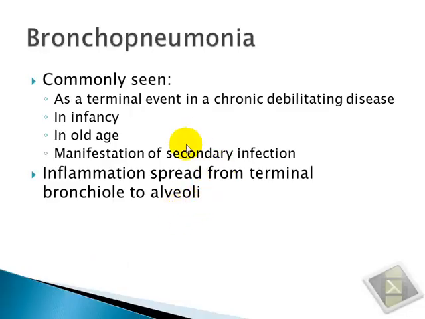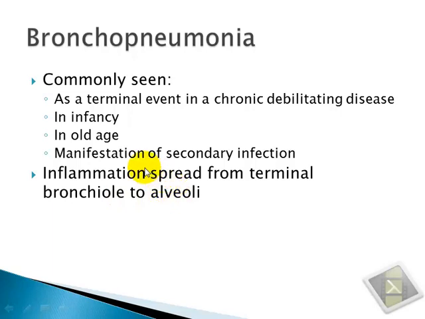Now the next anatomic classification of pneumonia is called bronchopneumonia, commonly seen as a terminal event in a chronic disease. Patients suffering from diabetes mellitus, hypertension, renal failure may suffer from bronchopneumonia. They're common in the extremes of life, in infancy or in old age, or they can be a manifestation of a secondary infection. The inflammation spreads from the terminal bronchiole to an alveoli.